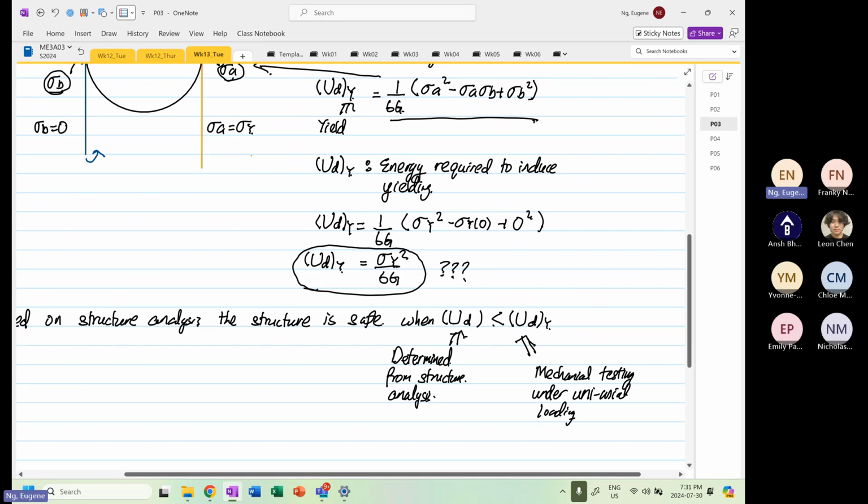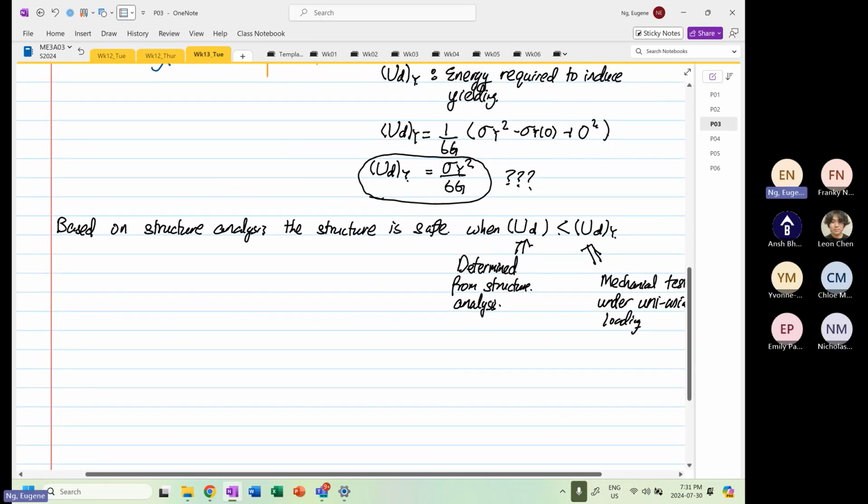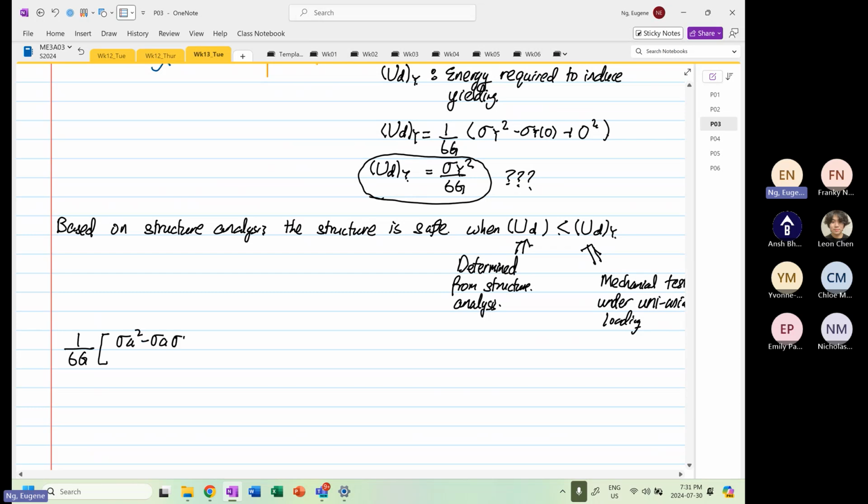We are using principal stresses. I repeat again, we are using principal stresses. So the energy to deform the structure, based on structure analysis, we know is 1 over 6G. And this will be equal to stress A squared minus stress A, stress B, plus stress B squared.